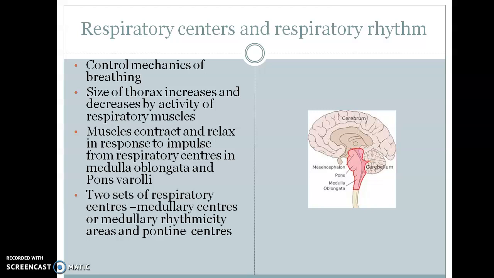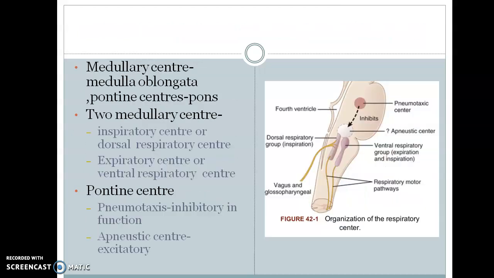The medullary centers are located in the medulla oblongata and pontine regions are located in the pons varolii. The 2 medullary centers are called the inspiratory center or dorsal respiratory center. Then there is the expiratory center, also called the ventral respiratory center.